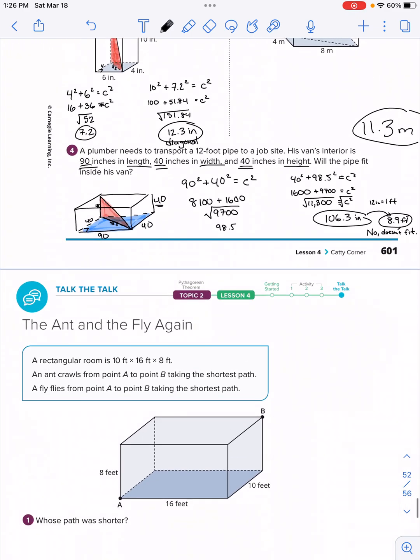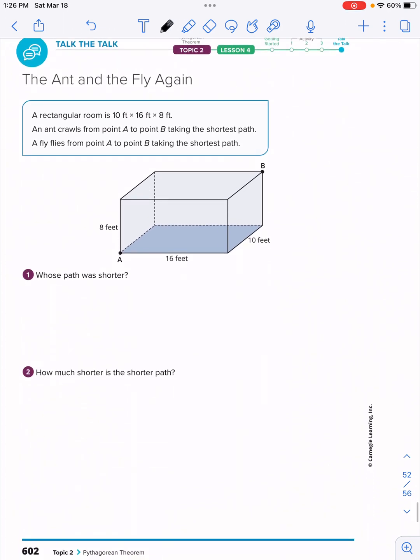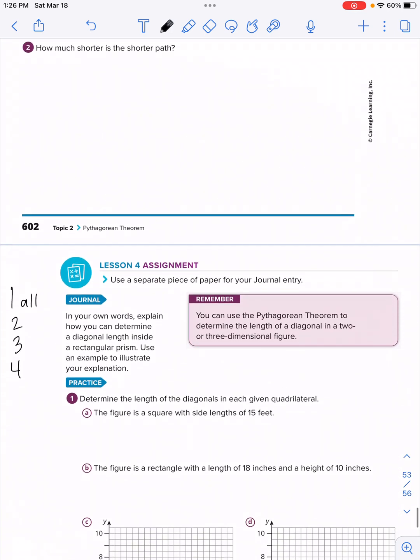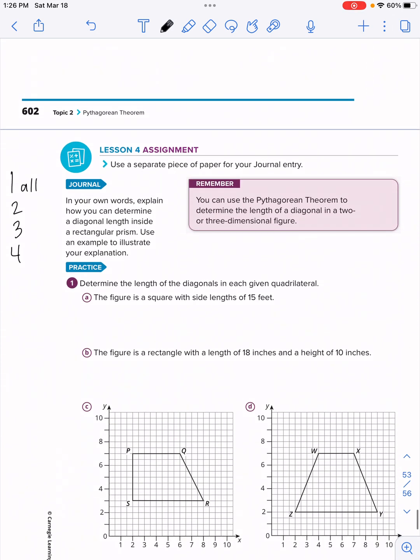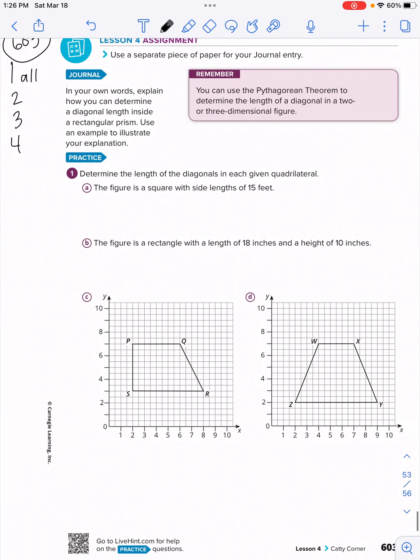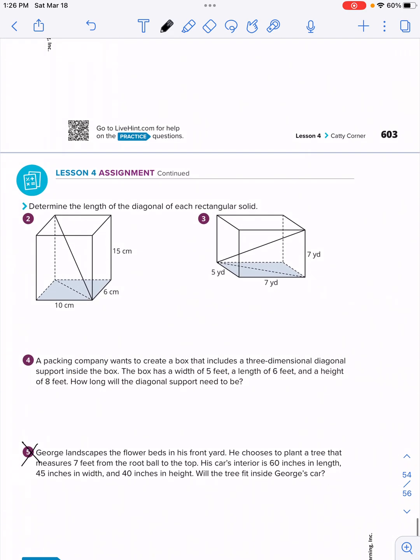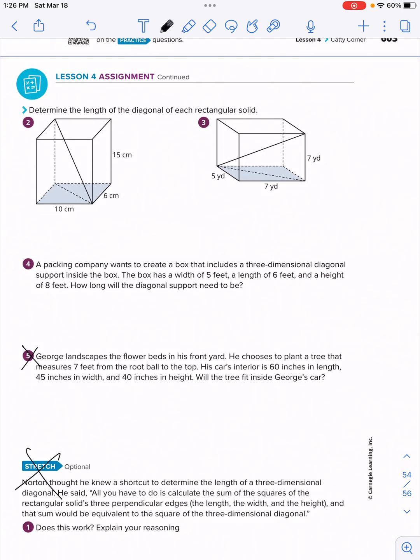All right, we're going to leave page 602 as a you-do. This is talking about the ant and the fly from the beginning. And then our assignment. Your assignment is on 603. We're doing all of number 1, number 2, and number 3, and number 4 on the back side. We're just going to skip 5, and you don't have to do the stretch. So just the front side and these 3 problems on the back side. Okay. All right, let me know if you have questions, but let's get started on our assignment.